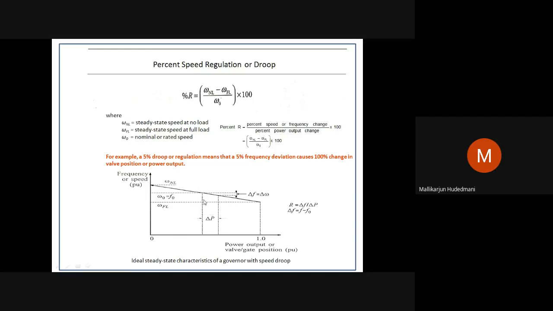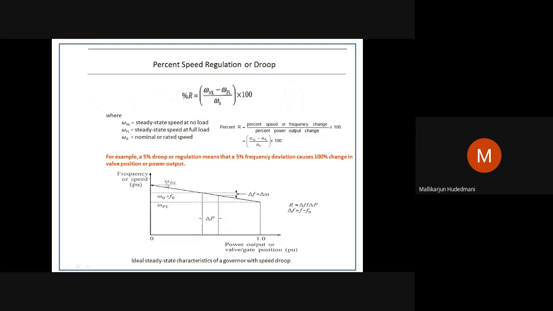A small slope, if I take, that slope represents delta F by delta P as a regulation. So what is this delta F? Delta F is a deviation from a particular point to the next point. So the slope of this curve is what I am speaking of as droop characteristics or regulation of a generator. Now let us see something like this.